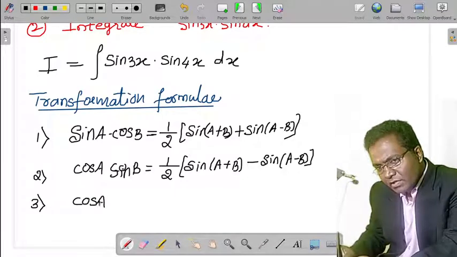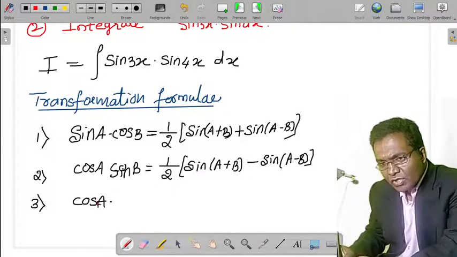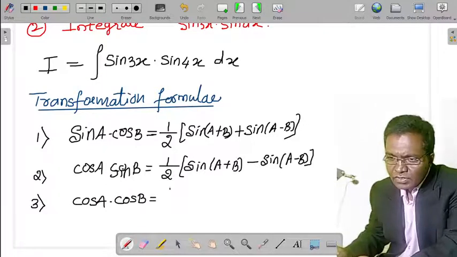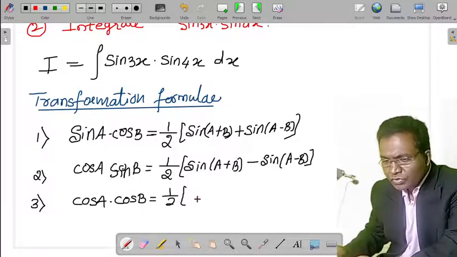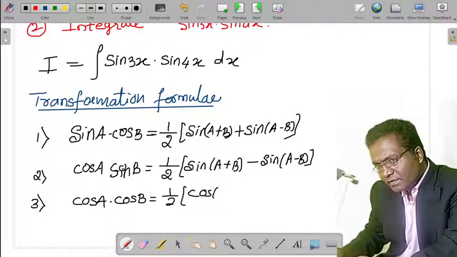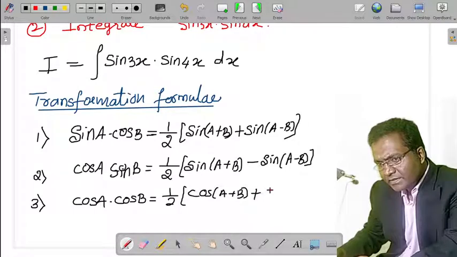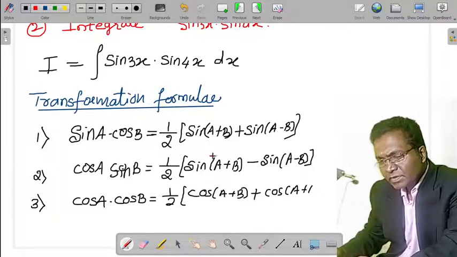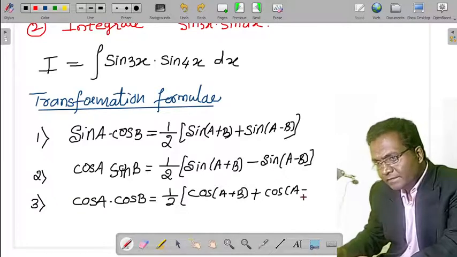Suppose if you come across cos a into cos b, it is 1 by 2 cos a plus b plus cos a minus b.